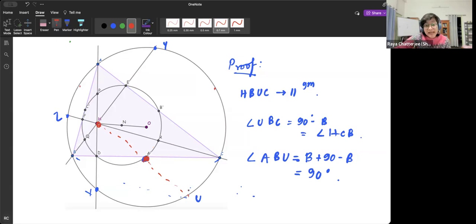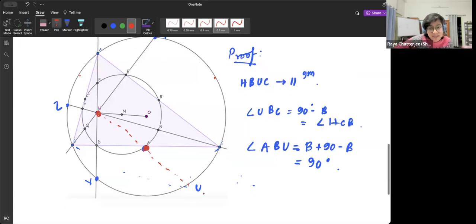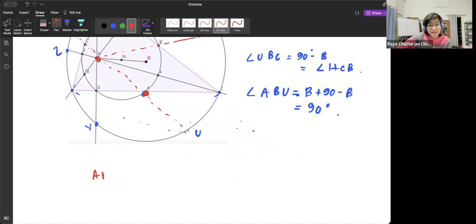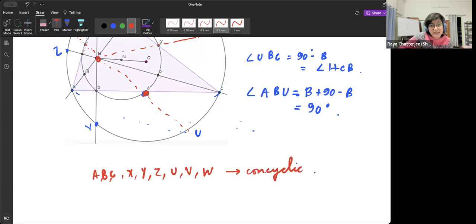So we can take a homothety centered at H with scale factor half now. So what do we have? Let us name these points. So this is U, and the reflection over the midpoint of AC is V, and this one is W. Okay. So what we have right now is that A, B, C, X, Y, Z, U, V, W are all concyclic. Is that right?